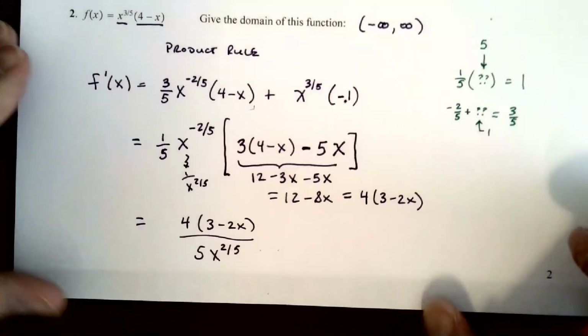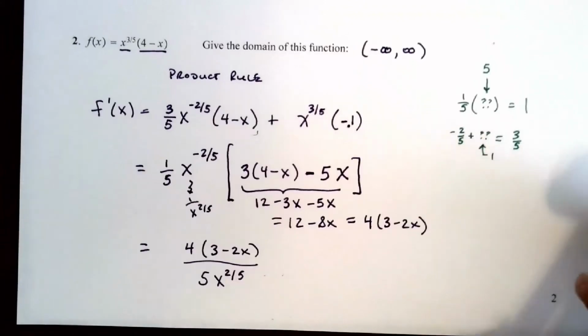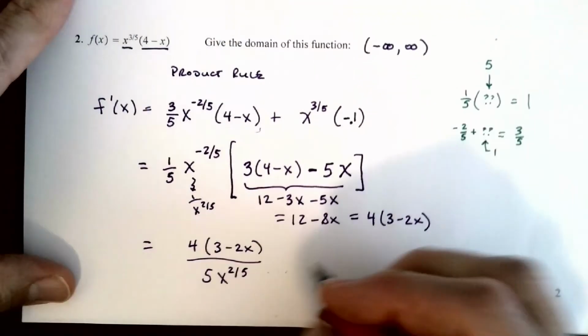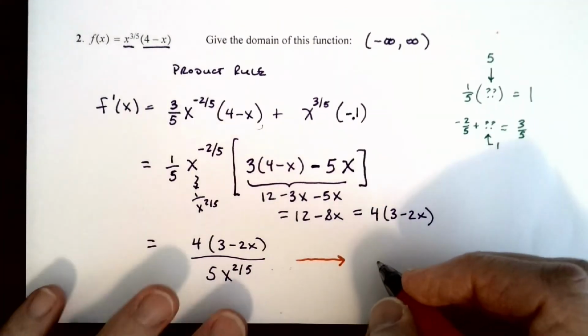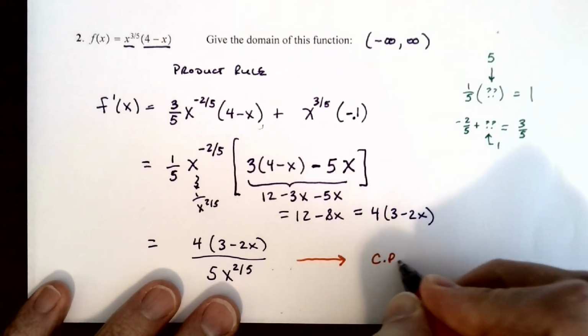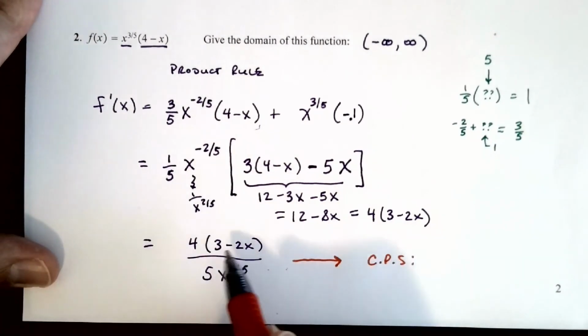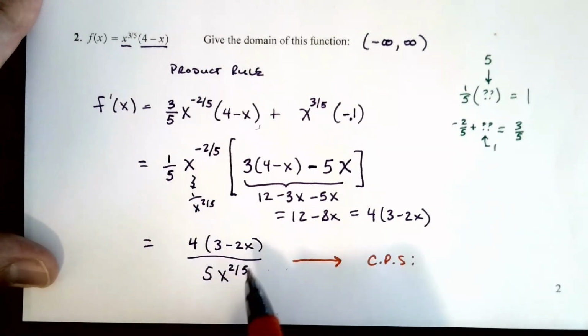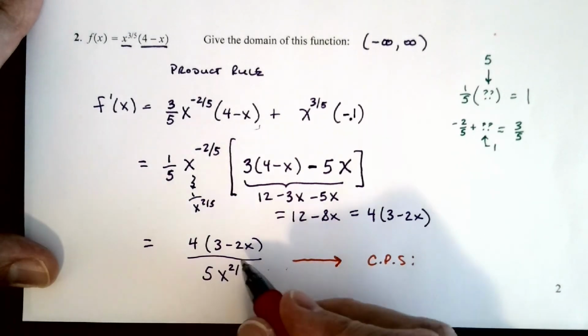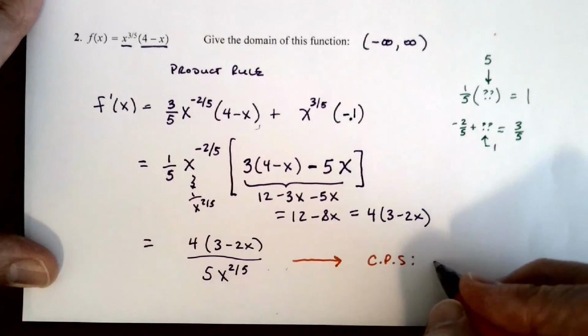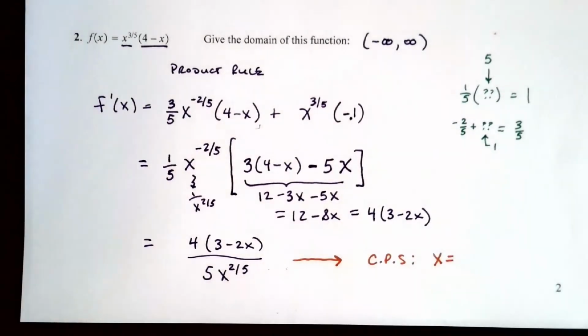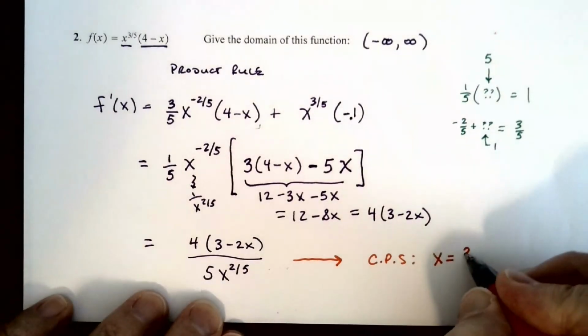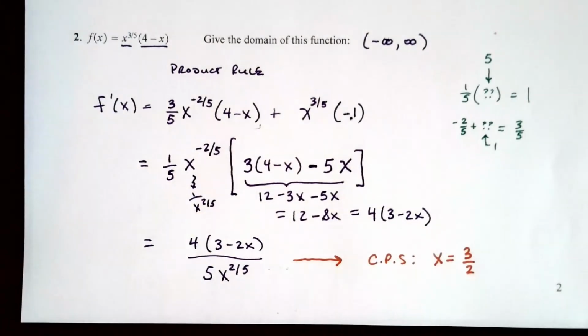And so from that, what are our critical points? Critical points are where the derivative is 0 or undefined. Okay. When is this expression going to be 0? Well, when the numerator is 0 and the denominator is not 0. That's how we get 0. So 3 minus 2x equals 0 when what? When x is equal to 3/2. Right? So when x is 3/2, the derivative is 0.